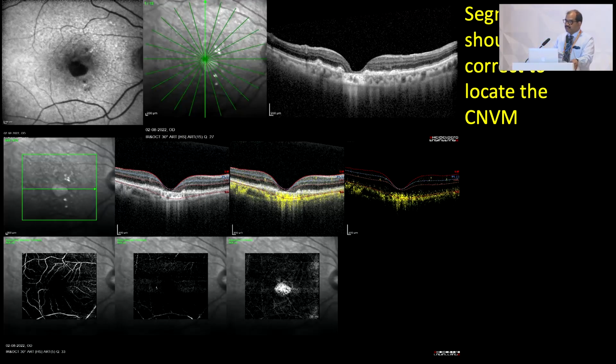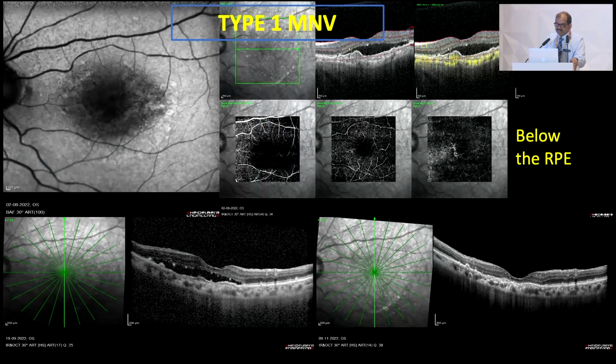The segmentation should be correct to locate the choroidal neovascularization. If your segmentation lines are not passing through the right planes, then you may detect a false choroidal neovascularization, and your interpretation will be wrong.